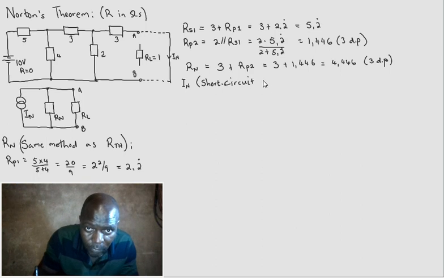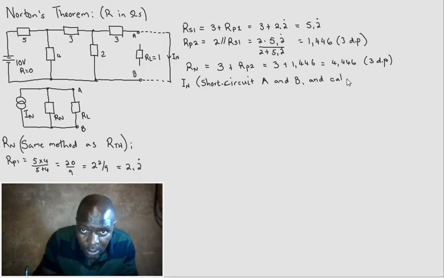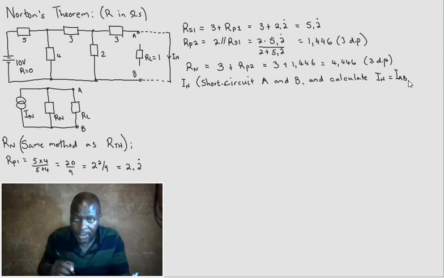Short circuit A and B and calculate I Norton, which is equal to I AB. Okay, right now.